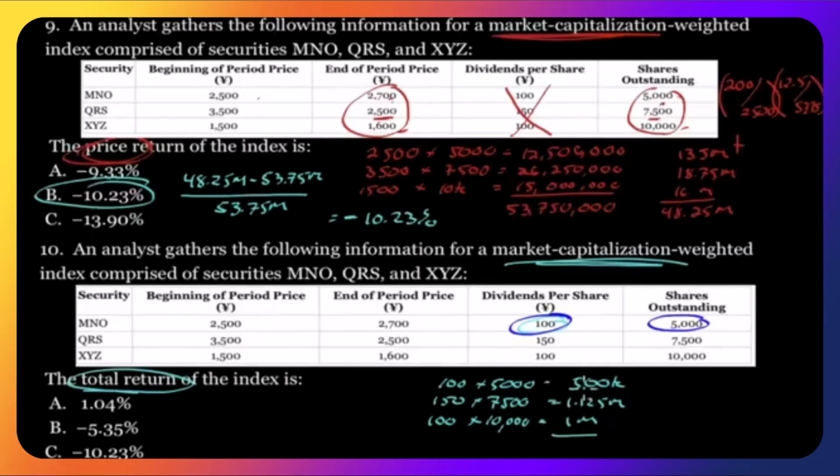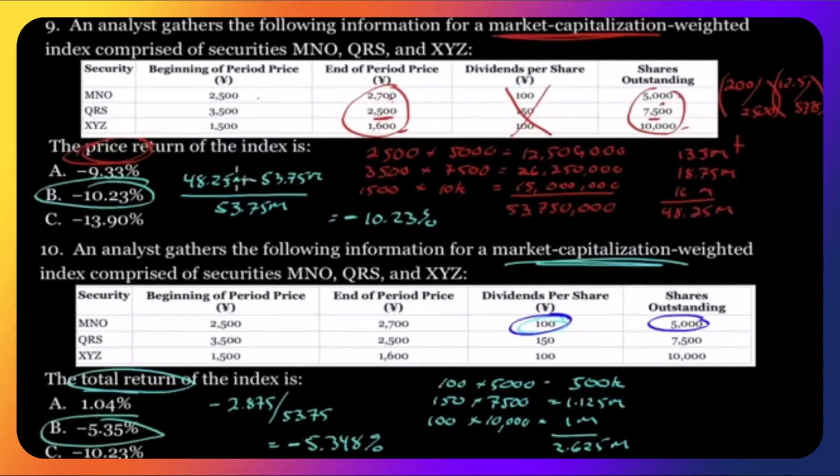So if I add these all up, I will get what, 2.625 million. So I will just add 2.625 million to my numerator here. That will give me 48.25 minus 53.75 plus 2.625 will give me negative 2.875, and I use the same denominator, 53.75. And I will get negative 5.348%. I want to make sure I get a negative there. Negative 5.35.